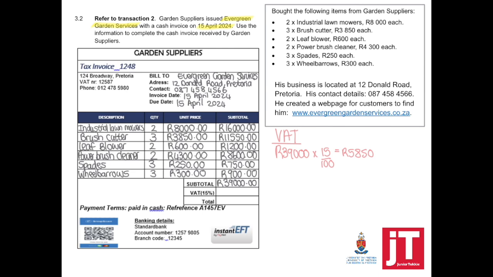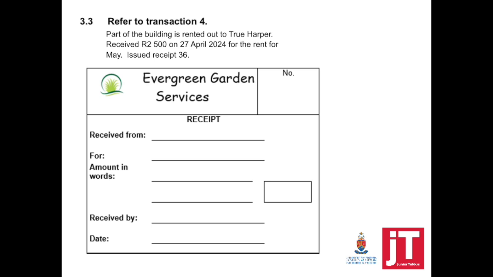And to calculate the VAT amount, we're going to take 39,000 times 15%, 15 divided by 100. So on top of that 39,000, we have to pay 5,850 for VAT, value added tax. So the total amount that we had to pay was 44,850. That is what we would say, including VAT.